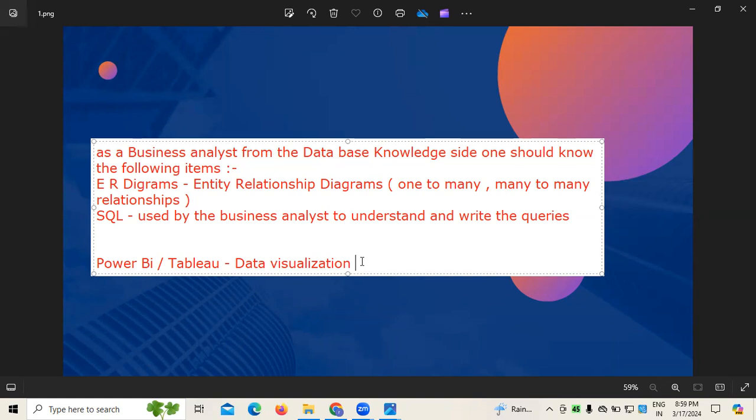What are Power BI and Tableau? These are the prominent data visualization tools which are used to visualize the data. How do you visualize the data? If you want to visualize the data, you have to create some reports and some dashboards. For that purpose also, being a BA, you must be good with it.